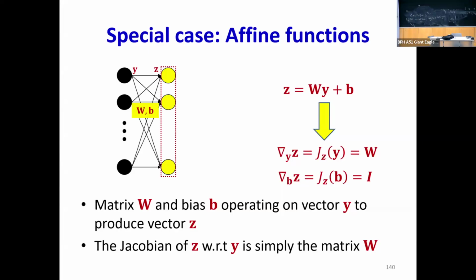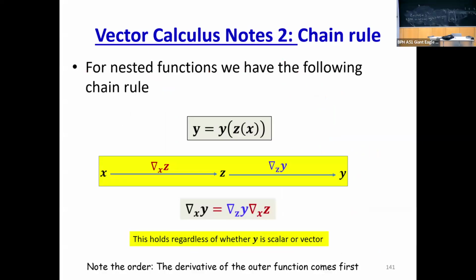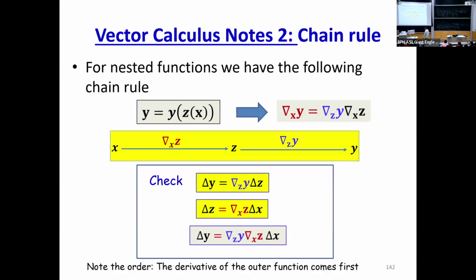Everybody with me? Okay. Now the chain rule. If I say y equals y of z of x, x influences z, z influences y, right? So again, if I write the chain rule, the derivative of z with respect to x is on top of the first edge. The derivative of y with respect to z is on top of the second edge. And so the derivative of y with respect to x is the derivative of y with respect to z times the derivative of z with respect to x. Very easy to show that this is the case.